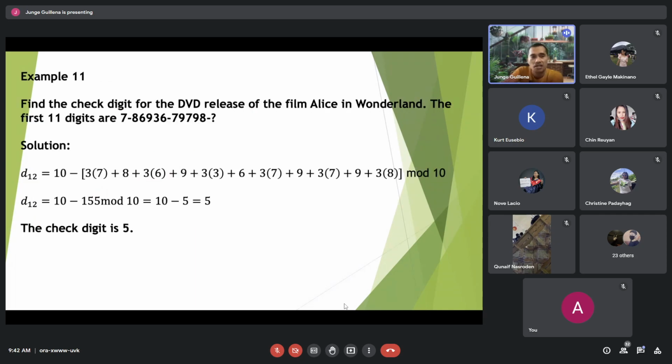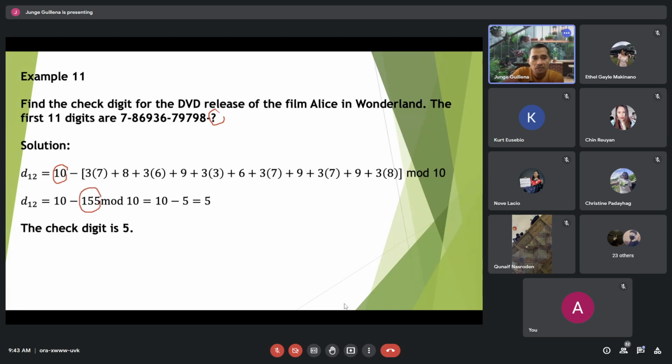Okay, let us cite an example. Find the check digit for the DVD release of the film Alice in Wonderland. The first 11 digits are given, and what you need to find is the 12th digit. Using the UPC check digit formula, you have 10 minus this quantity. You multiply 3 times 7, so you add 21 plus 8 plus 20 plus 18 plus 9 plus 9 plus 6 plus 21 plus 9 plus 21 plus 9 plus 24. Whatever the sum is, that is equal to 155 modulo 10.